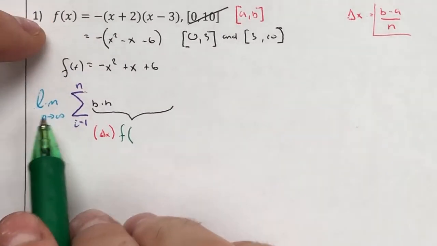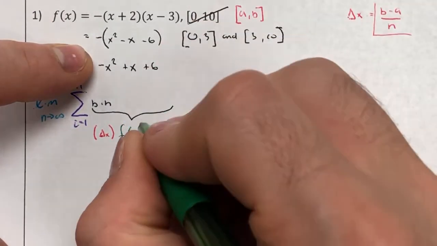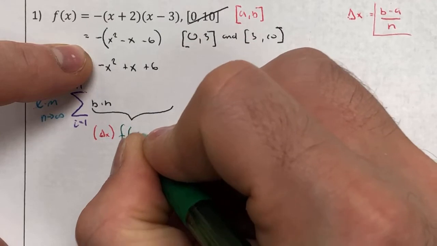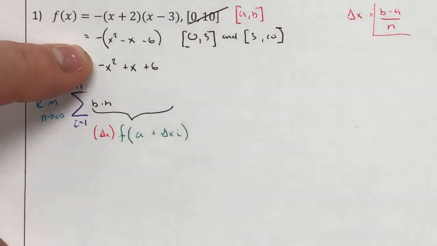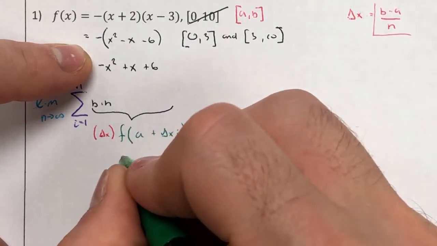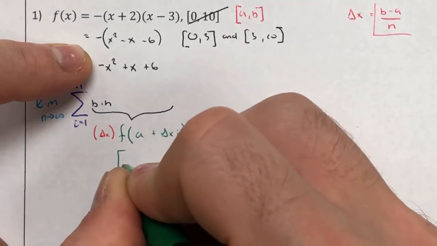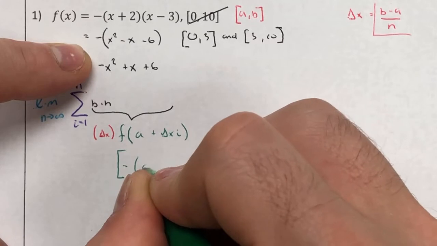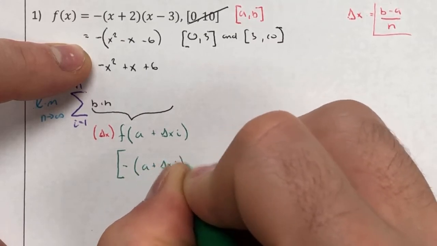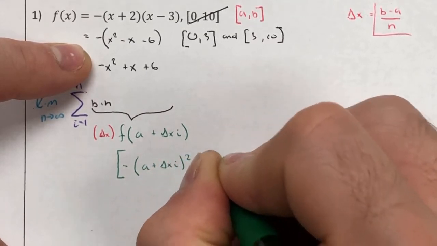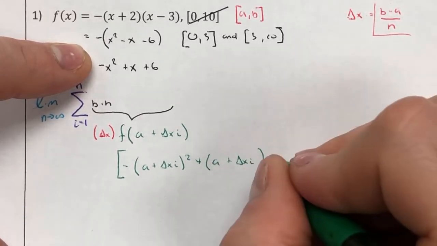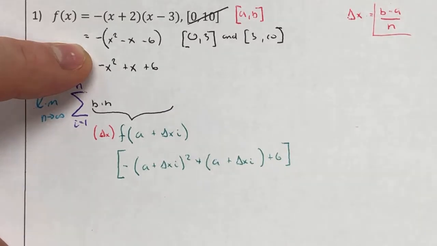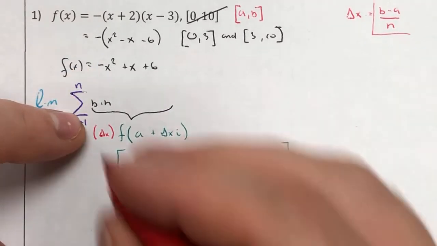Now again, because I'm using the limit as n approaches infinity, I'm going to take that right end rule. So a plus delta x i. I'm plugging that in. So this is going to give me negative a plus delta x i, squared, plus a plus delta x i singularly, plus 6. Still times my delta x.